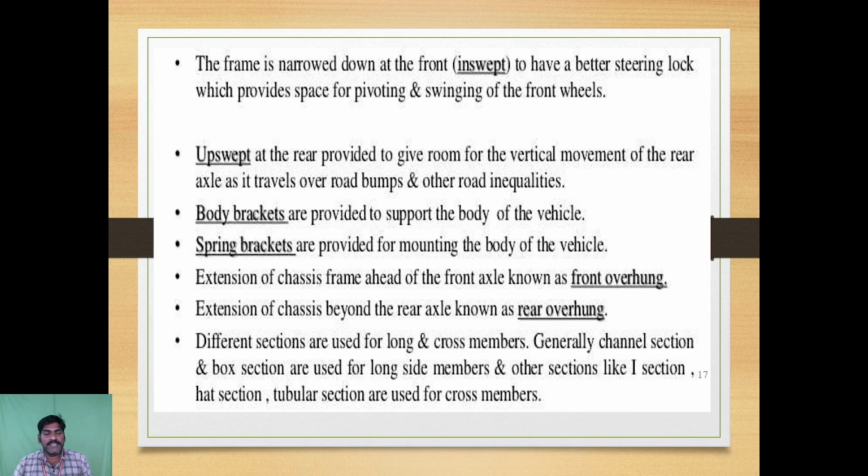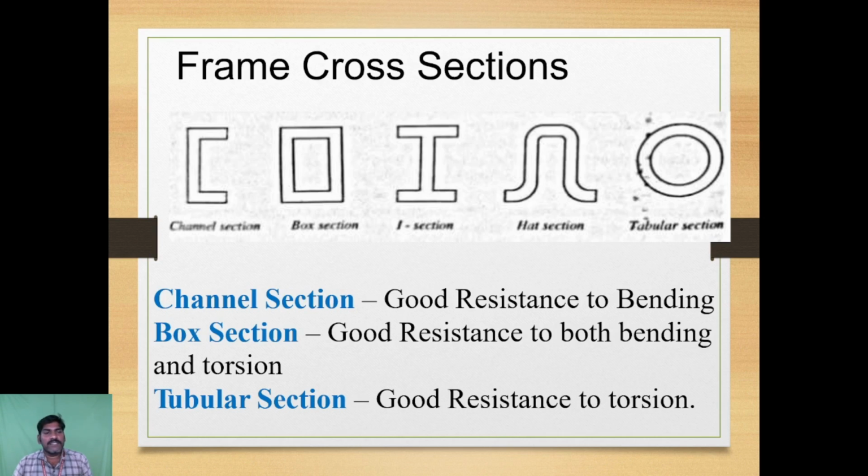Generally, channel section and box section are used for long side members, and other sections like I section, hat section and tubular section are used for cross members. This is the frame cross section. First one channel section, box section, another one I section, then hat section and then tubular section. Channel section has good resistance to bending, box section has good resistance to both bending and torsion, and tubular section has good resistance to torsion.